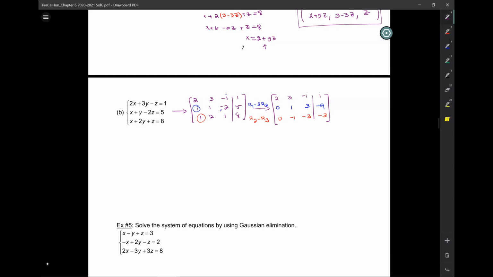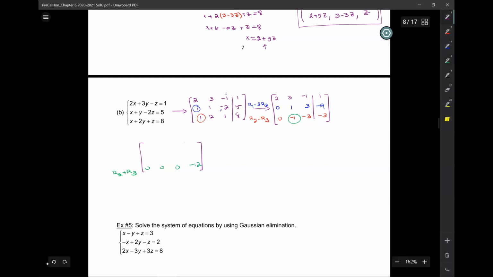Okay. Here's what we have now. Next, I want to get rid of this one. To do that, I just want to do row 2 plus row 3. That'll get rid of that negative 1 there. So at the very bottom, I'm going to have 0. 1 plus negative 1 is 0. 3 plus negative 3 is 0. Negative 9 plus negative 3 is negative 12.